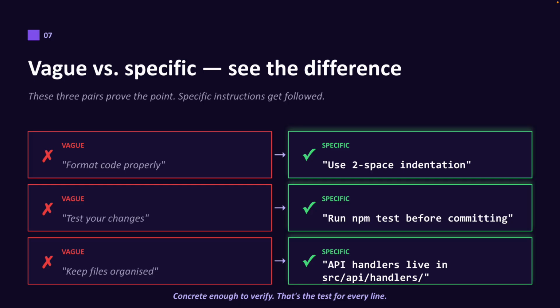Next, we will look at 3 pairs that prove the point. First, "format code properly" gets ignored half the time. "Use 2 spaces indentation" gets followed. "Test your changes" is too vague. "Run npm test before committing" is specific. "Keep files organized" means nothing. "API handlers live in src/API/handler" tells Claude exactly where to put new files.